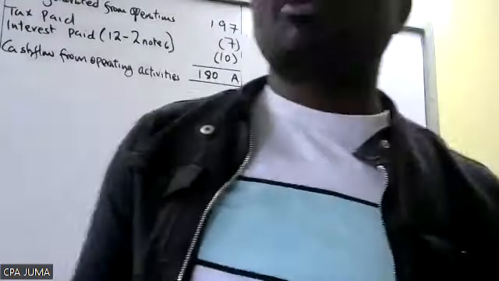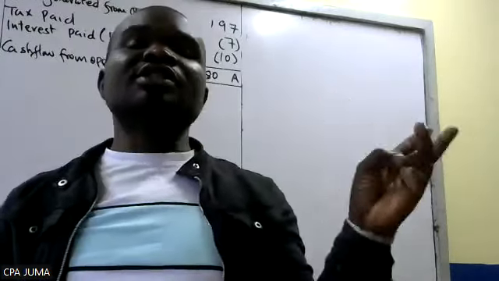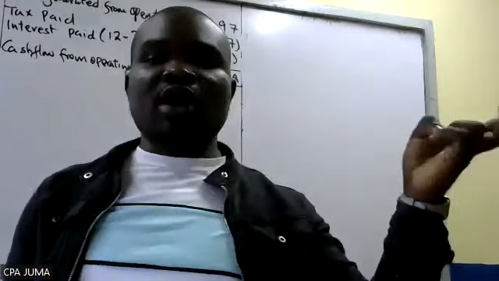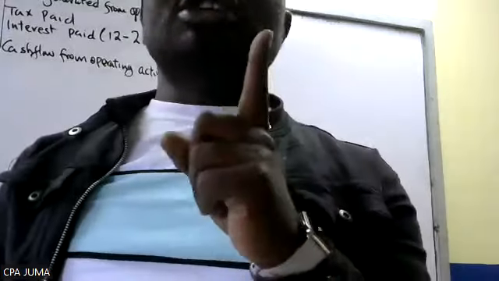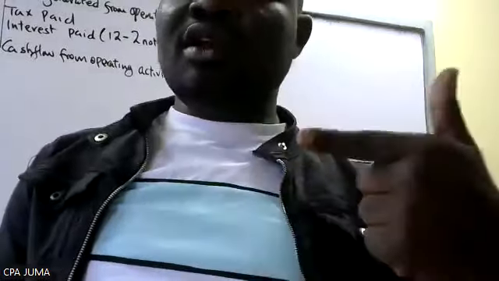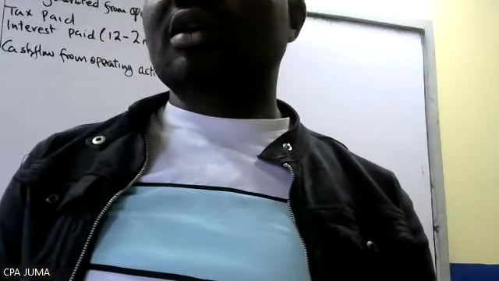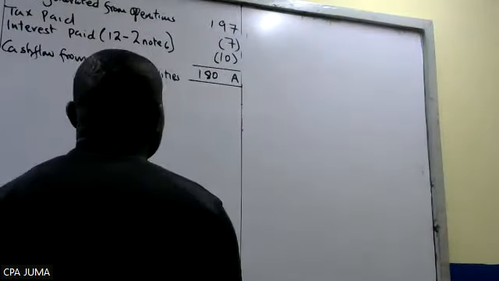So for cash flow, property, plant, and equipment, you check how many things? Two. Cash received on disposal and the cash paid to acquire additional PPE. Mostly, the examiner gives you one of those two. Then the other one, you will get by preparing the PPE account. So first of all, I recommend you just write those two.